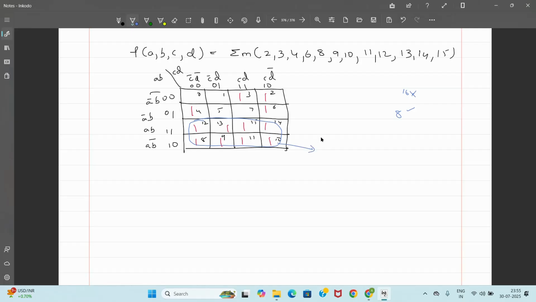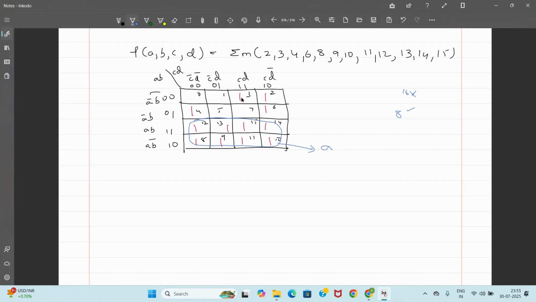And the output for this is going to be, you have two rows, B and B bar get cancelled, so only A. Since it is covering all the columns, none of the variables from the columns will appear in the output. So the answer will be only A. Okay. Next, I have four more ones to cover here.